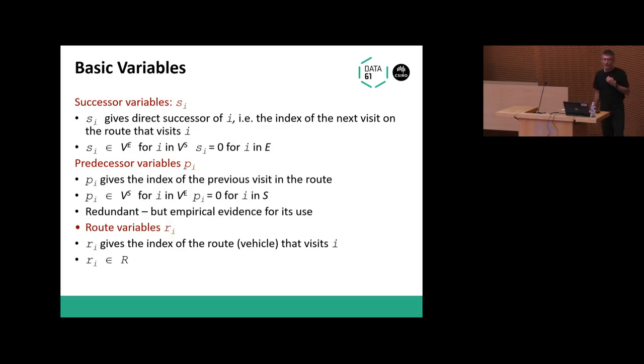And the way we're going to define our solution is using a successor variable. S_i gives the direct successor. Sometimes it's advantageous to have redundant constraints. We have these redundant variables P, but we probably won't bother with those. And then we've got the route variable, which gives the route each visit is assigned to.